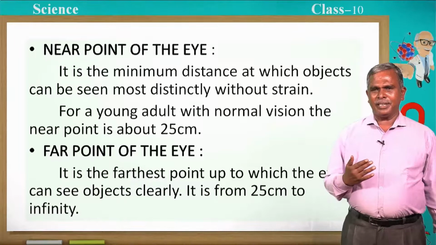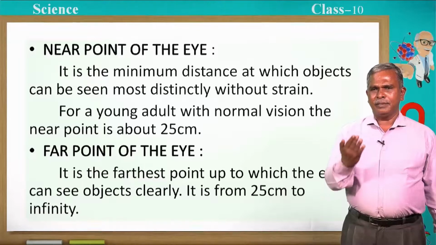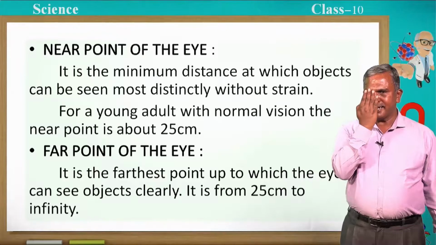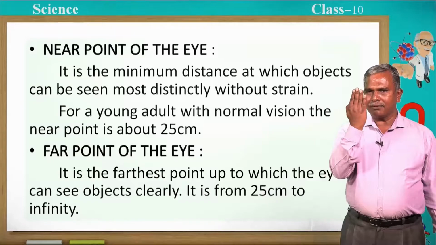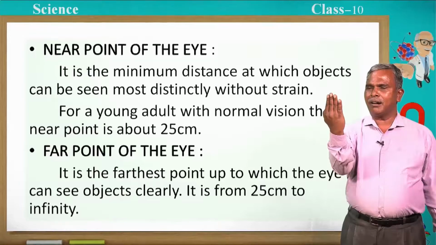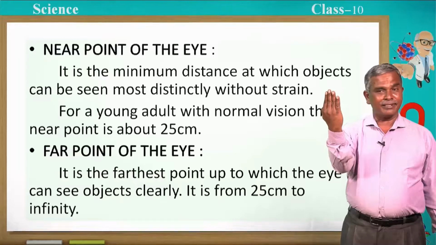If you want to see any object and you keep it very close to us, you cannot see it or read it properly. Okay, you take it to a certain distance. Now I am able to see and read properly. Now calculate the distance between the object and the eye. It is exactly 25 centimeters.